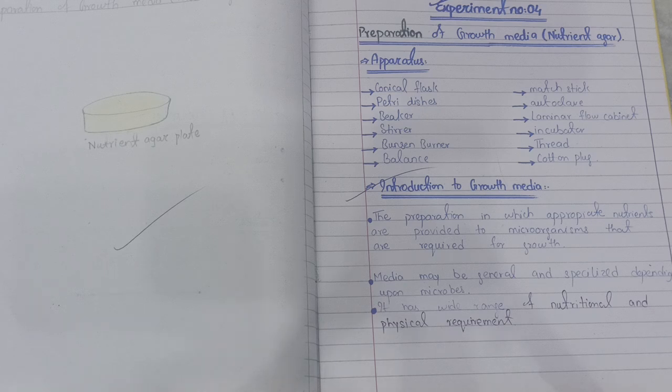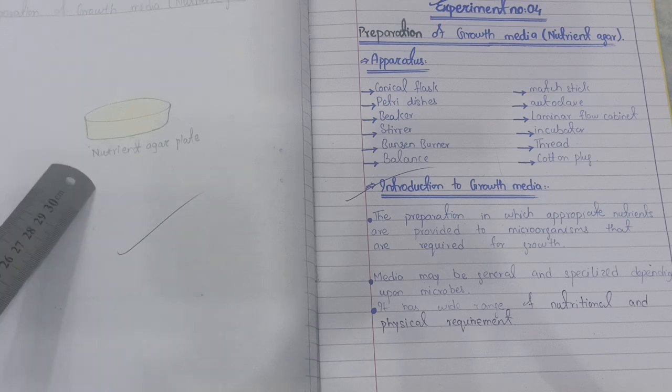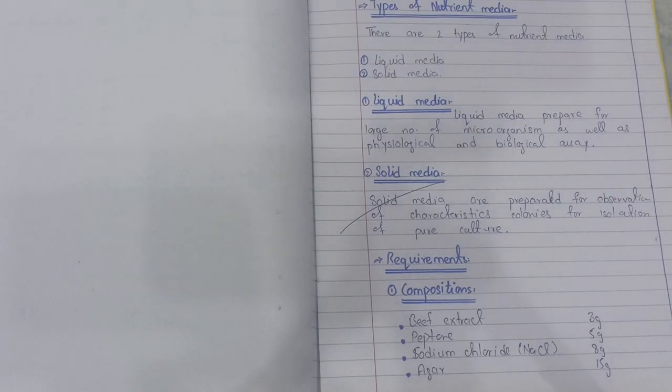So what is the growth media? It is a medium in which we add appropriate nutrients that are essential for the growth of a particular organism. So it provides all the conditions for the growth of a particular microbe. You can see a nutrient agar plate in the picture. As you know, nutrient media has two types: liquid media and solid media. A liquid media has a low percentage of agar and is present in liquid form, while the solid media has a higher percentage of agar and is present in solid form, because agar is a solidifying agent.